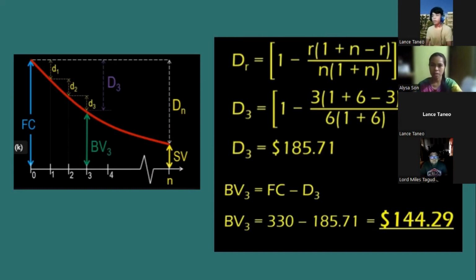Ang total depreciation kay $185.71 niya. Ang gipangita man sa problem kay book value. So, ang formula sa book value kay first cost minus the total depreciation. So, $330 minus 185.71. Ang value sa CPU sa 2020 kay $144.29.